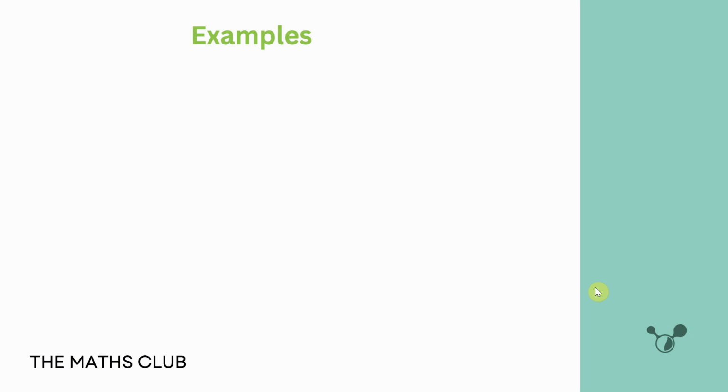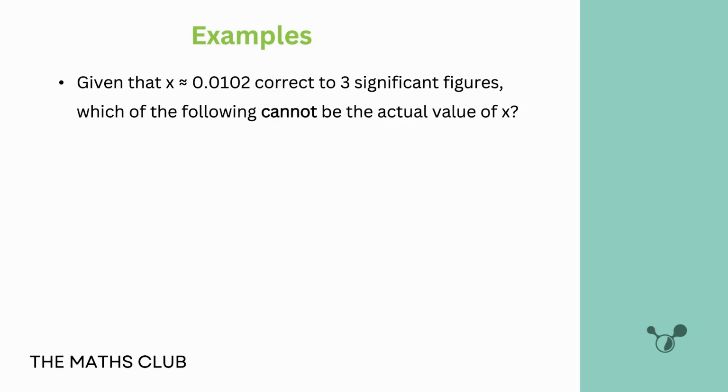Now let's look at this last portion. So it says that given that x is approximate, so when you see this sign here, this wavy equal to, it means approximately. Right, approximately. Given that x is approximately 0.0102 correct to three significant figures, which of the following cannot be the actual value of x? Right, so let's see. Let's start from option D. You can see this is 0.01016.